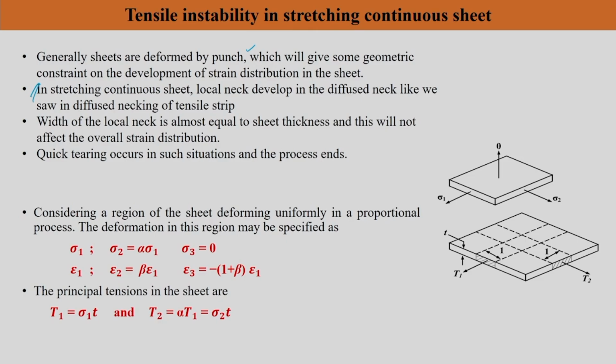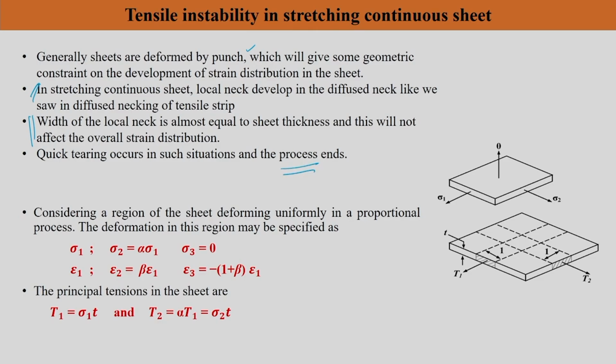Like what we see in the case of a tensile strip, in that situation it is generally found that the width of the local neck, if you measure it, is almost equal to the sheet thickness. And it is so localized that it generally does not affect the overall strain distribution outside that region. Because of such localization, quick tearing can occur, your entire process will be over, and the overall formability will be lost.